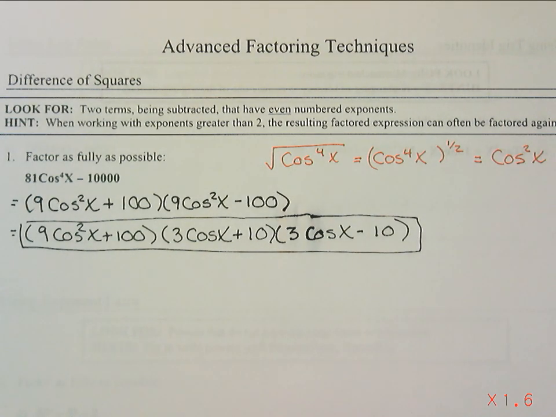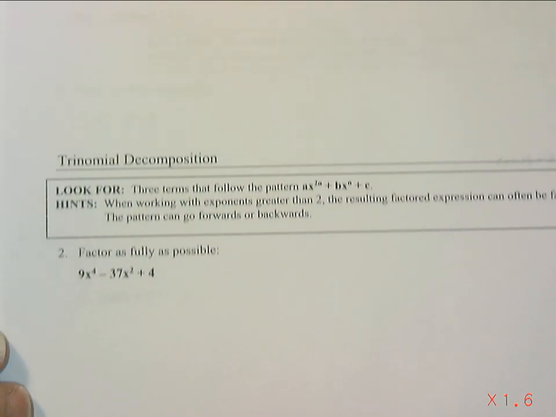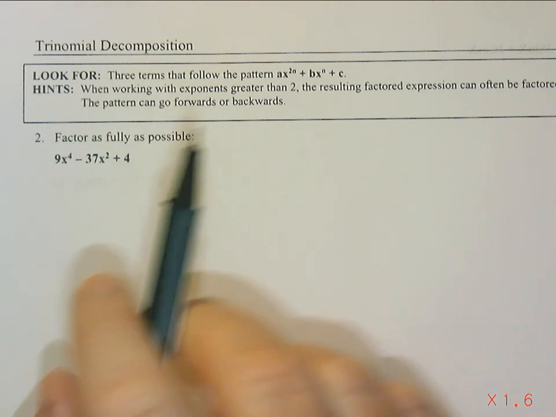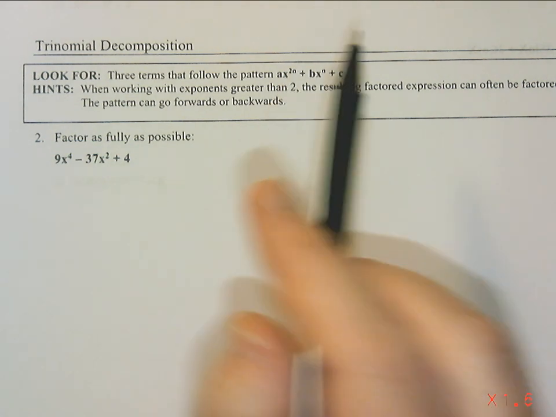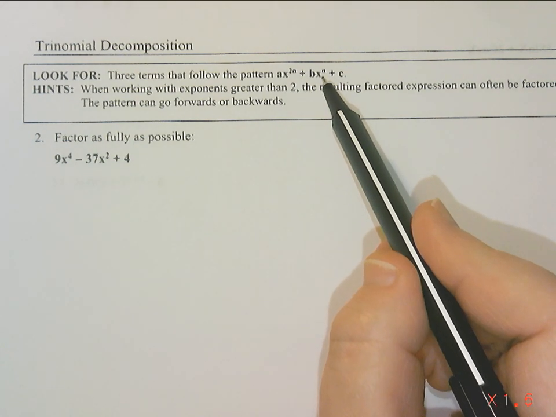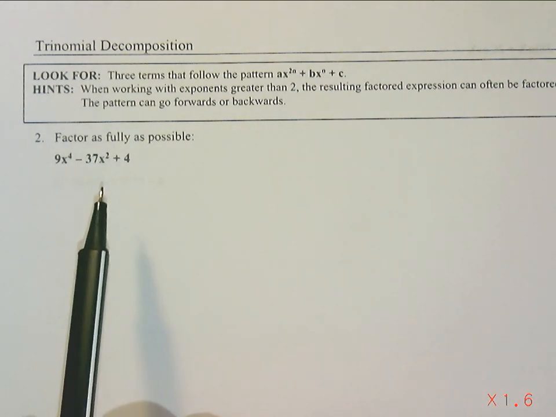Okay, we're going to take a look at our second example. This one is decomposition. So in grade 10, when we learned decomposition, we used it on quadratics that had x squared, x, and a number. But you can use decomposition as long as the first exponent on that x is double, or 2 times, our second exponent.